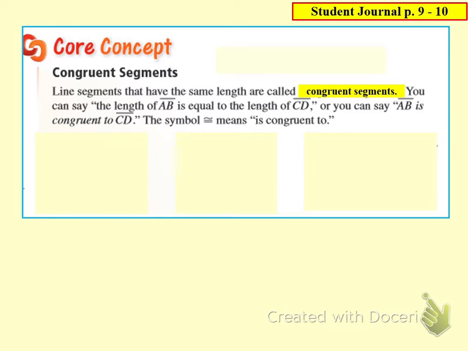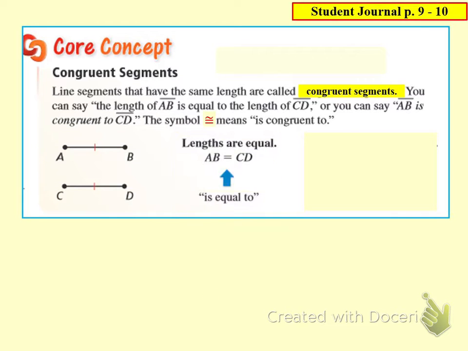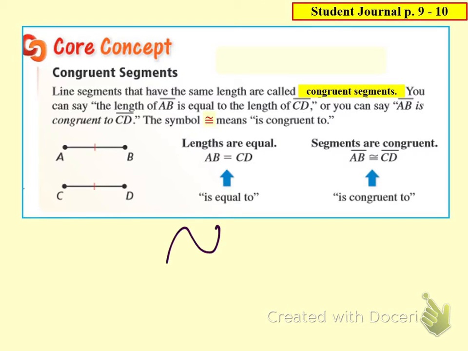If you ignore the marks, you can say the length of AB is equal to the length of CD. This is what the word congruent was made for. This symbol is the congruent symbol, and I believe you have a blank for it. You draw a squiggle and an equal sign underneath. So I would draw it: a squiggle and an equal sign underneath.